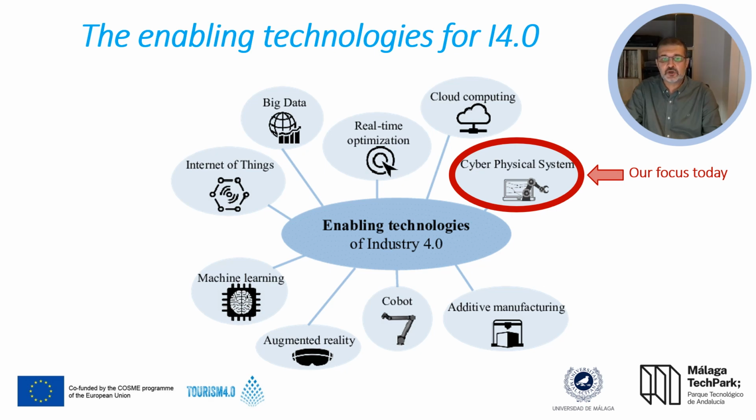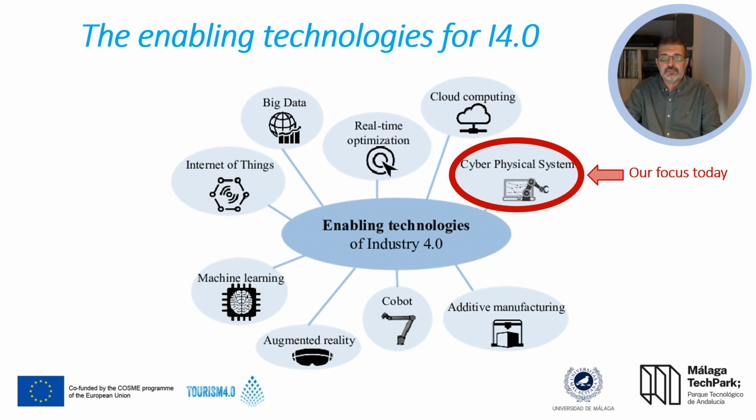This scheme shows the enabling technologies for Industry 4.0. I will start detailing additive manufacturing, which means 3D printers for rapid prototyping of products. The use of cobots, which are robots that perform collaborative tasks with humans. Also augmented reality in order to explore virtual scenarios in the production line. And we use machine learning for developing algorithms for prediction and optimization of the production process.